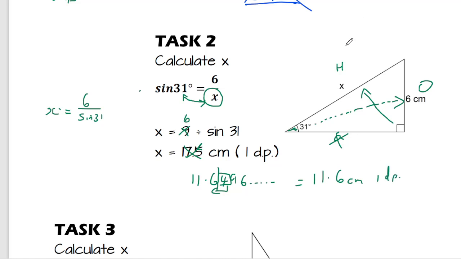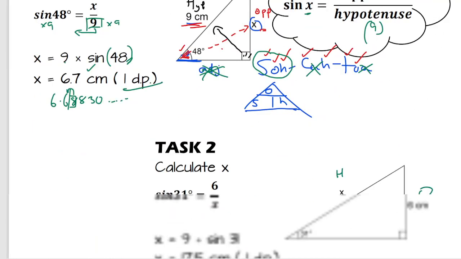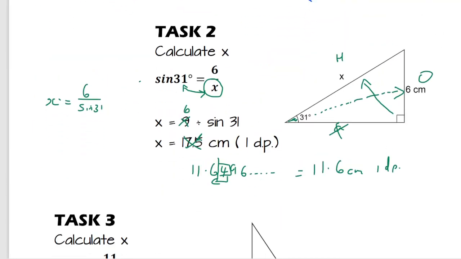Now remember the measurement we had before. We had this one being 9, and this opposite one being 6. On this one my angles have changed, so hence my measurements will change. But just be careful. You can see what they've done there.